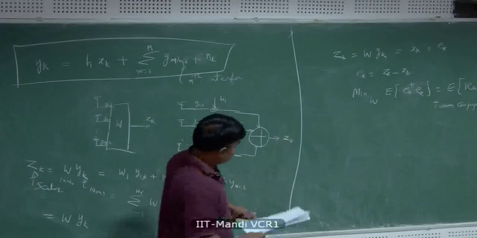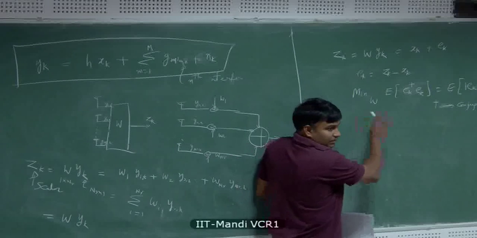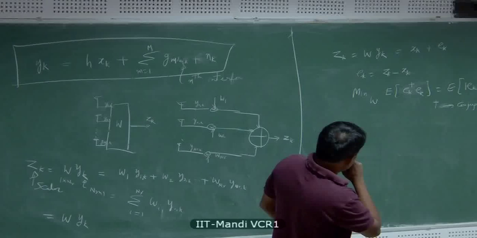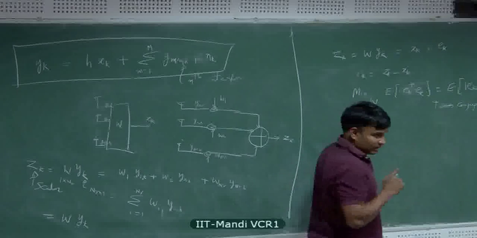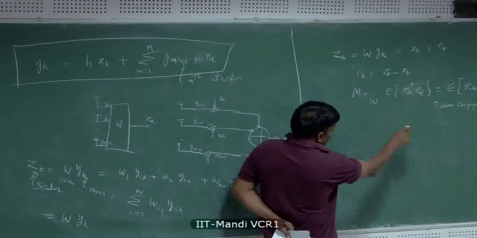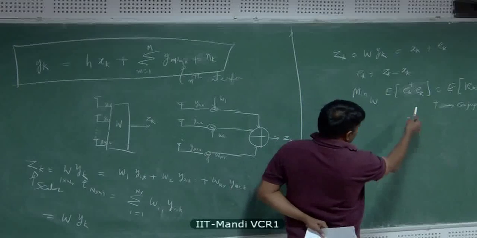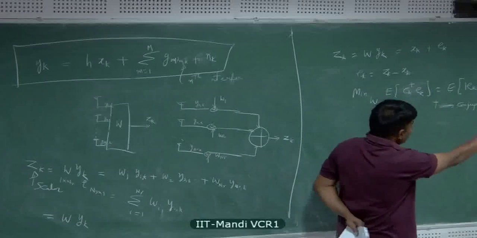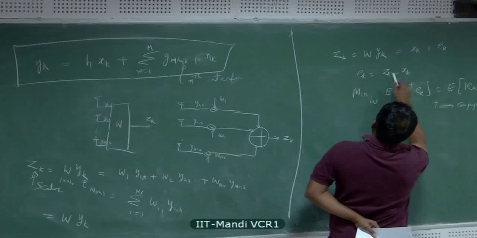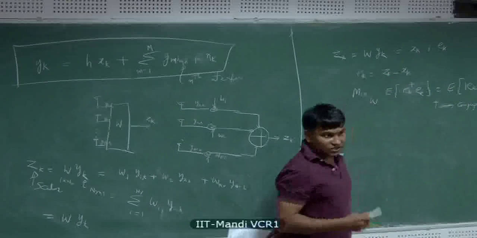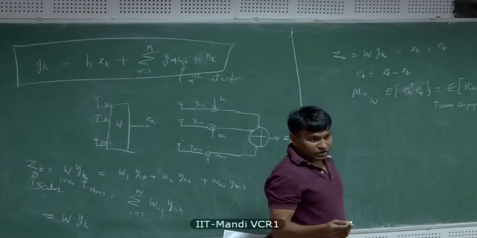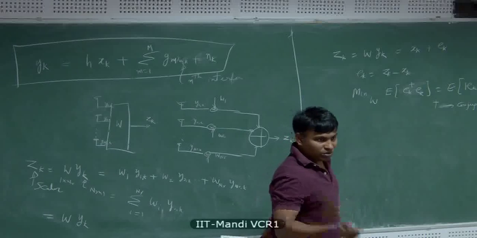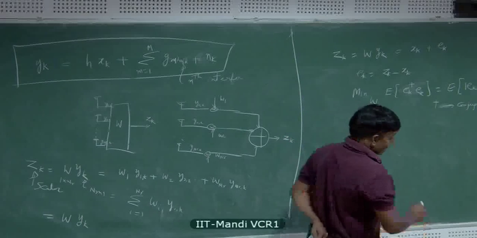Let's proceed. So now, Ek is a scalar, so it will be simply Ek conjugate times Ek, that is Ek absolute value square. So instead of going like we said, you can differentiate this with respect to W and plug in the expression for Ek. You can go through all that. Instead of that, I'll use the orthogonality principle that directly gives you the desired result. For that, you have to go through any book on estimation.